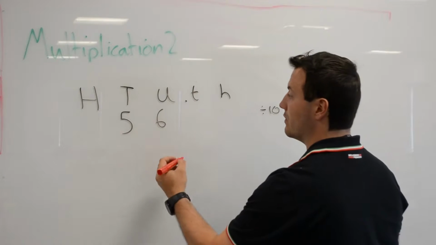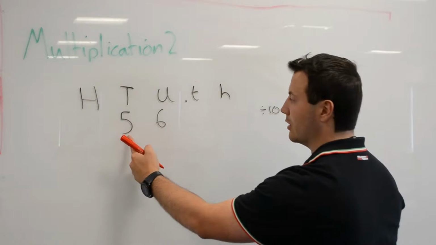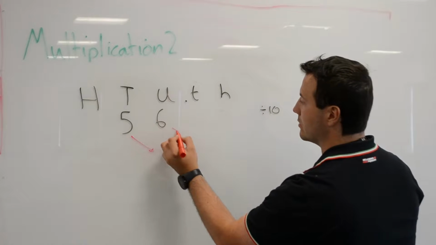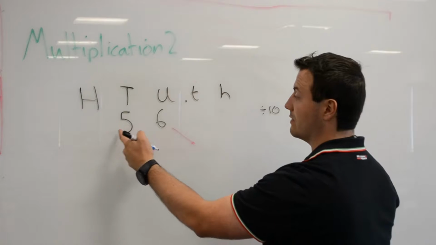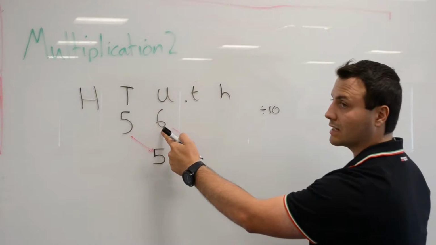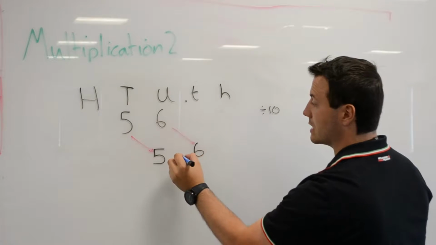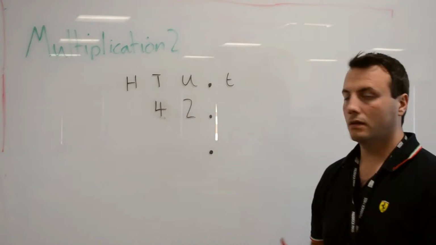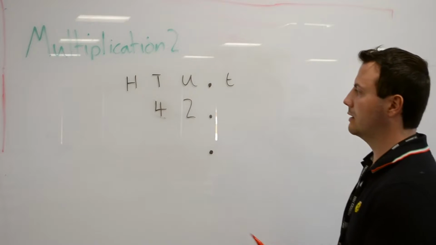So what that means, we now move instead diagonally to the right. So our tens column, that 5, that's now going to move diagonally 1. Same with the 6. So 5 tens is now going to become 5 units. And our 6 units now becomes 6 tenths. Remember to keep the decimal point across. There's our answer, 5.6.